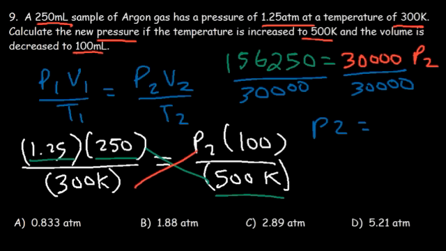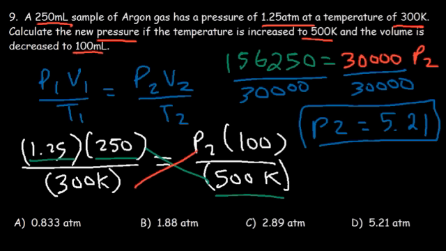So the second pressure has a value of 5.21 atm. And that's the end. That's all you got to do for this particular problem. So D is the correct answer choice.